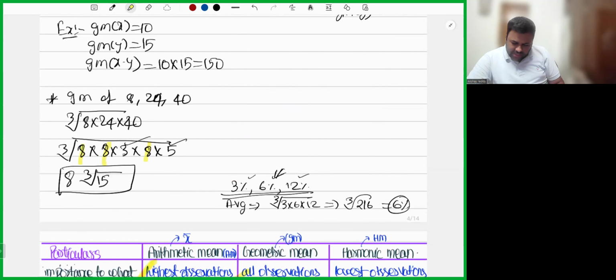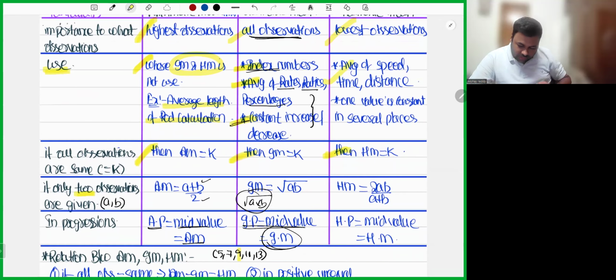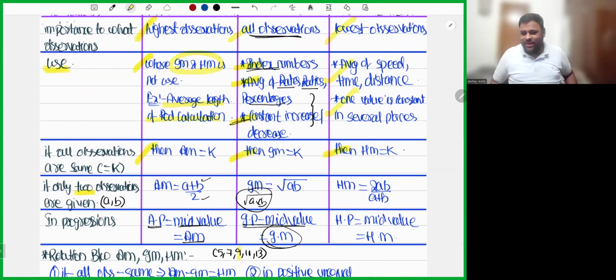Next, as I said, this will give importance to the highest, all, and lowest values. Average of speed, time, and distance. This one. There's again one question like this.